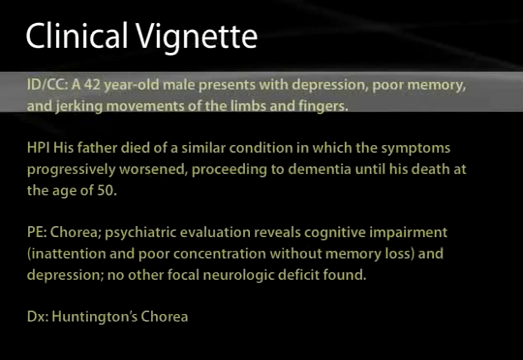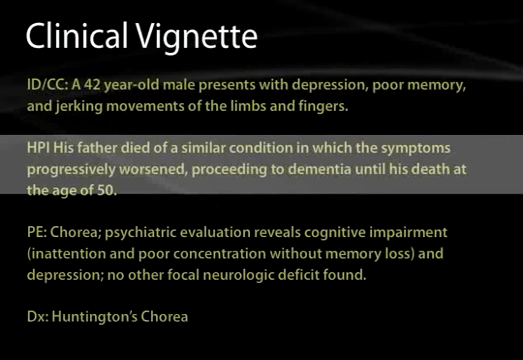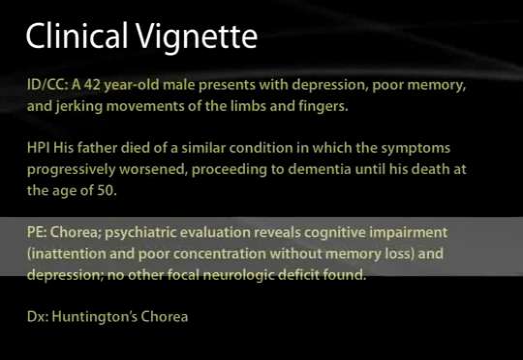A 42-year-old male presents with depression, poor memory, jerking movements of the limbs and fingers. His father died of a similar condition in which the symptoms progressively worsened, leading to dementia until his death at the age of 50. On physical exam, you note chorea, a dance-like movement that is involuntary. He has a psychiatric evaluation and it reveals cognitive impairment. He has inattention and poor concentration without memory loss. He has depression. There are no other focal neurologic deficits.